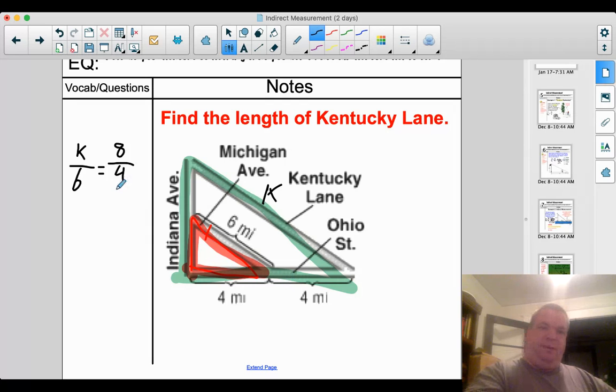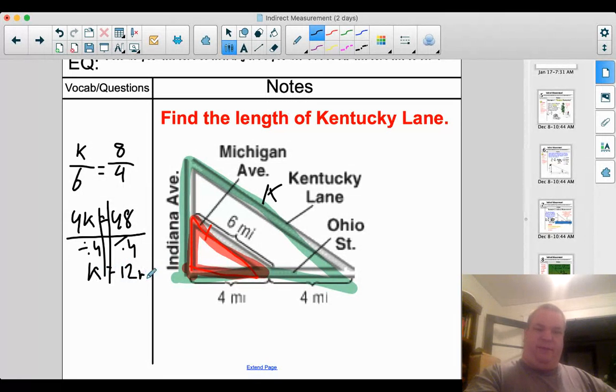All right, so if we solve this, we can do 4K equals 6 times 8, which is 48. Divide by 4. You get K equals 12. And it's in miles, so 12 miles. So Kentucky Lane is 12 miles. If you noticed that these are both 4, so the big triangle is just double, and so you double this, thumbs up. It's good proportional reasoning. But this is how we can get there using the proportion.